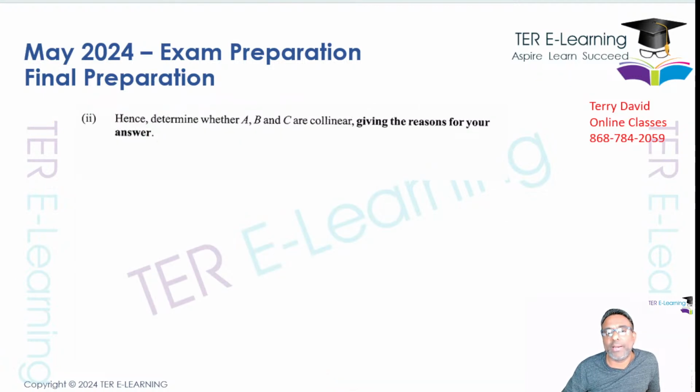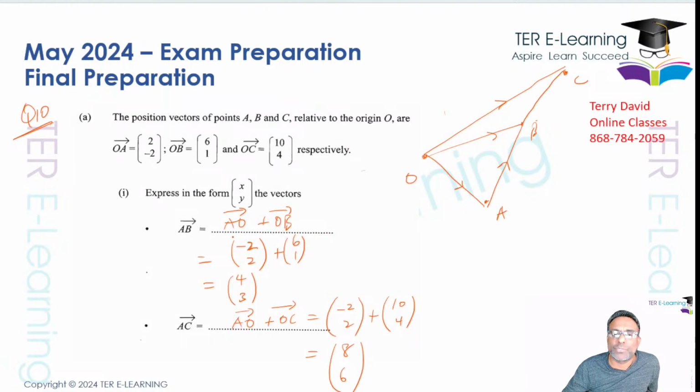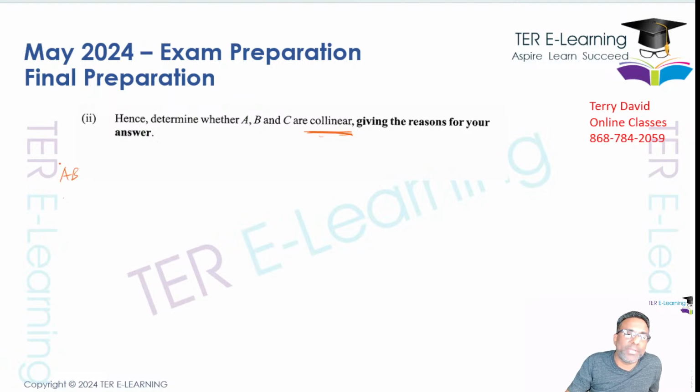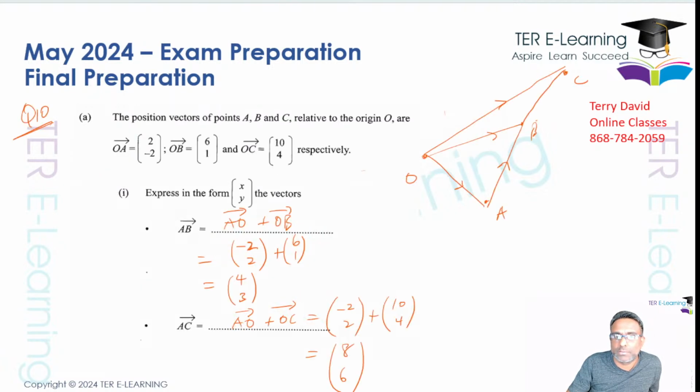Next thing we want to do here is determine whether A, B, and C are collinear. Whenever you see the word collinear, it means that the points lie on the same straight line. So, based on my diagram, I have AB and I have AC. I have two vectors here. AB is 4, 3, and AC is 8, 6.